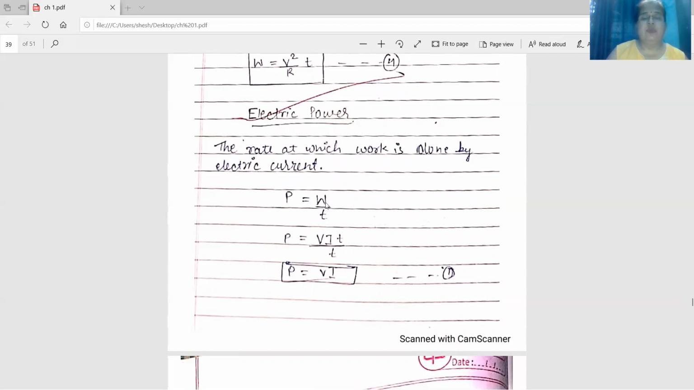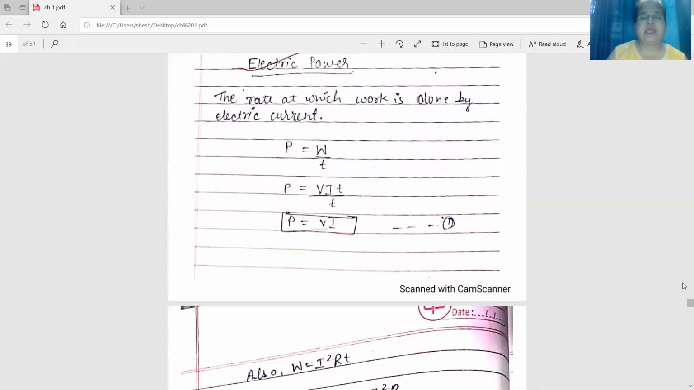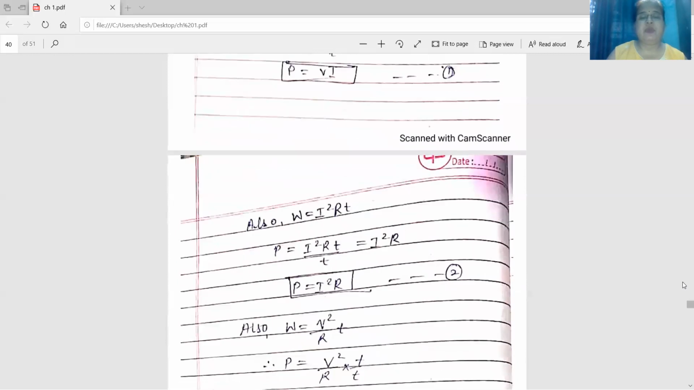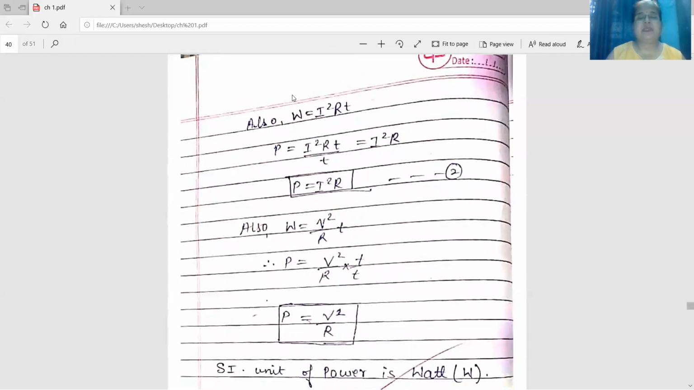In place of W, we can write equation number 2, that is VIT. So P equals VIT by T. T will get cancelled. You are getting P equals VI. Let it be equation number 1. That is the formula for power. One is W by T and the second you are getting is P equals V into I. We also know W equals I square RT. Substitute this value. So P equals, in place of W, you will write I square RT by T. T will get cancelled. You are getting I square R.